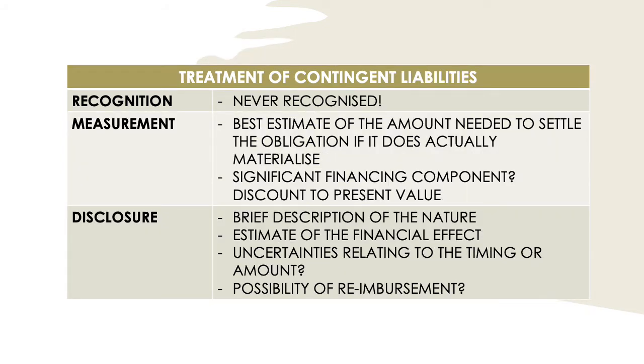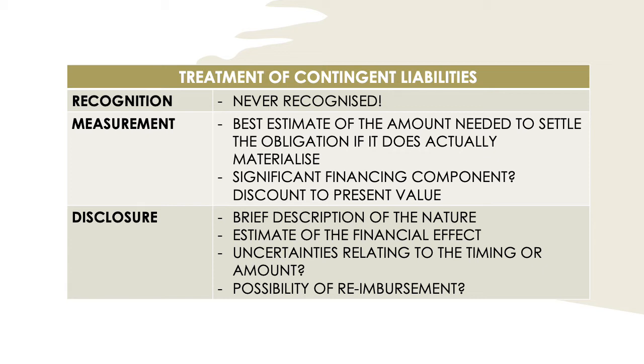Next up, we look at the treatment of contingent liabilities. Now, importantly, contingent liabilities are never, ever, ever recognized in your financial statements. We disclose a contingent liability, but it is not recognized. Now, when we disclose our contingent liability, we need to give a brief description of the nature of the contingent liability. We need to give an estimate of the financial effect. We need to state whether there are any uncertainties relating to the timing or the amount. And then we need to state whether there is a possibility of reimbursement.